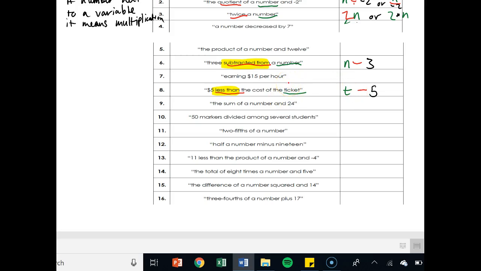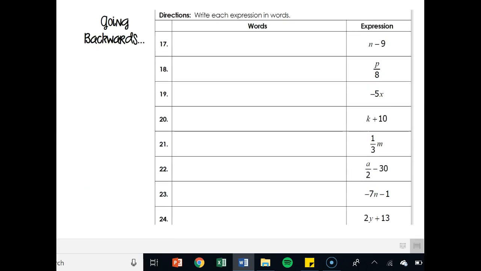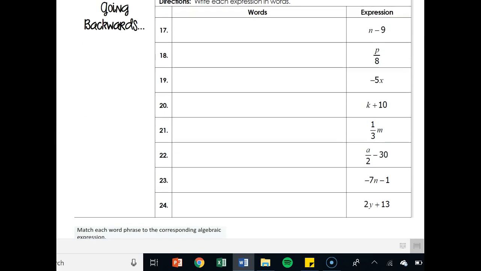Okay, I'm going to allow you to do the rest of these in partners or in Edpuzzle. On the back side, we will start going over a couple of these together, but as you wait, basically if you want to write n minus 9 in words, you could say a number subtracted by 9, or 9 less than a number, right? So when you finish, go ahead and work on these with your partners. If you're waiting on a partner, go ahead and work on the homework video.